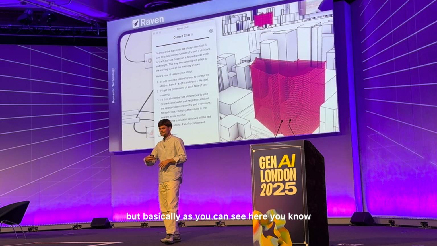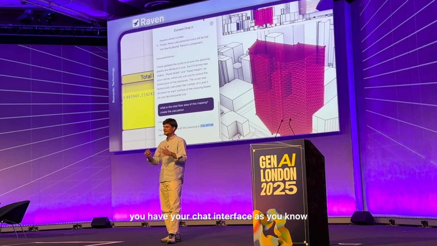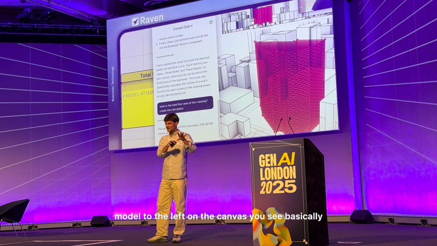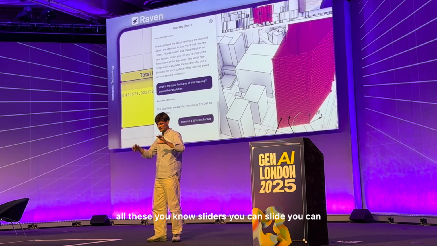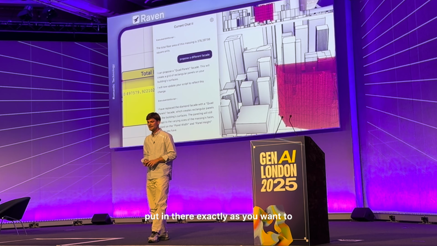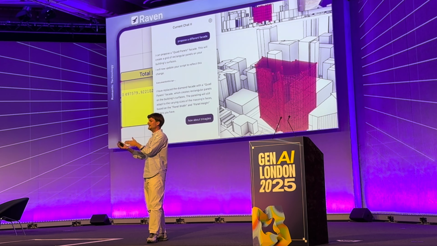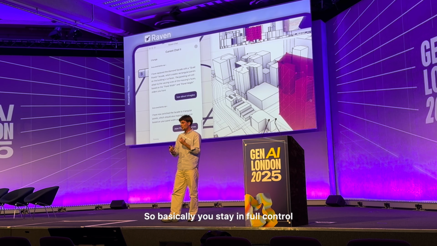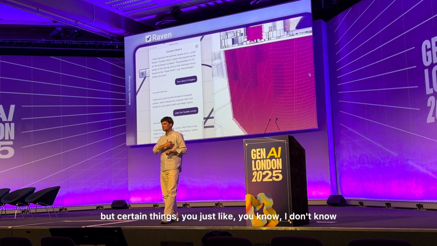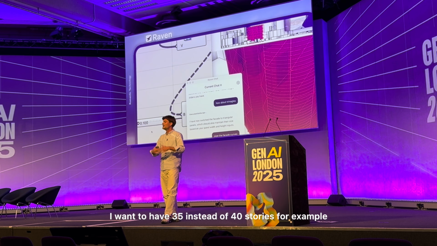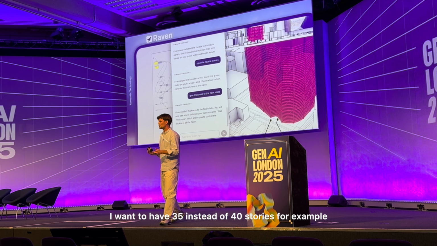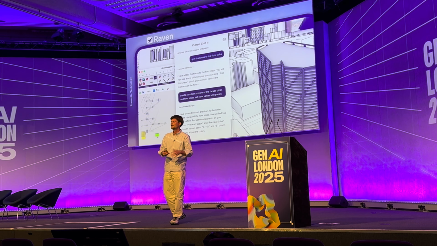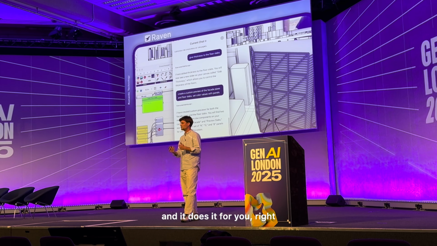But basically, as you can see here, you have your chat interface as you know it. You have full control of your model to the left. And on the canvas, you see all these parameters you can slide, you can put in there exactly as you want to. And you have your 3D visualization to the right, where you can also work. So you stay in full control, but certain things you just type in. I want to have 35 instead of 40 stories, for example, or I want to have a diamond-shaped facade or a rectangular panel. You just type it in, and it does it for you, right?